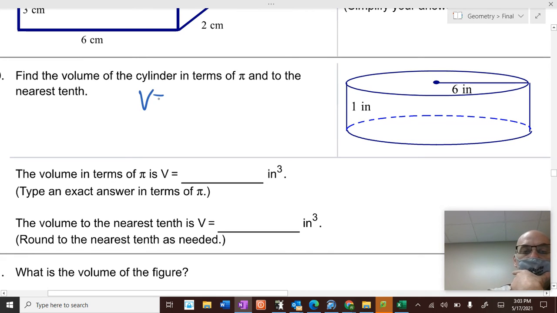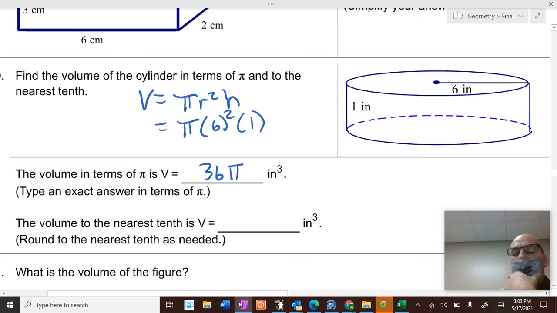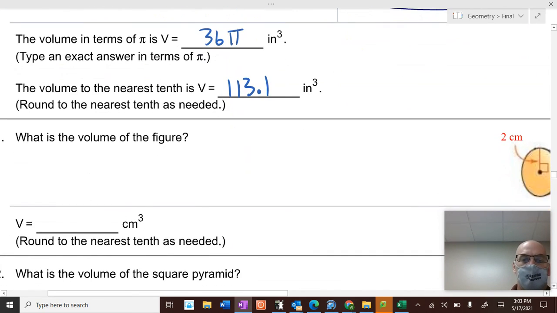Volume of this is pi r squared h, the area of the base times the height. Pi, the radius is 6 squared times the height of 1, which is 36 pi. Then on your calculator, if you take 36 times pi, it's 113, 114, somewhere in there. 113.1.